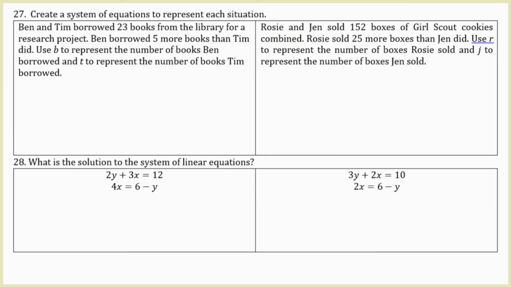Ben and Tim borrowed 23 books from the library for a research project. Okay, so Ben and Tim borrowed 23 books total. So let's call that B. So Ben borrowed so many books and Tim borrowed so many books. Together, they borrowed 23 books. So that was this first statement right here. Ben and Tim borrowed 23 books.